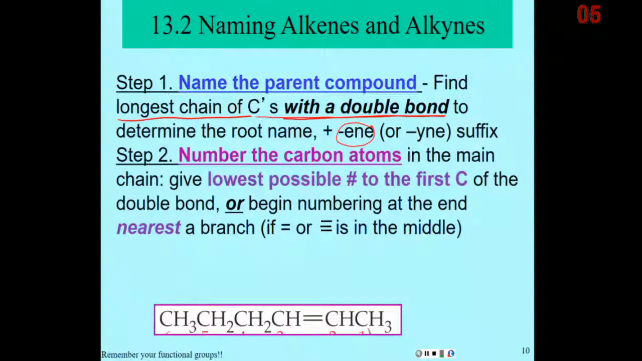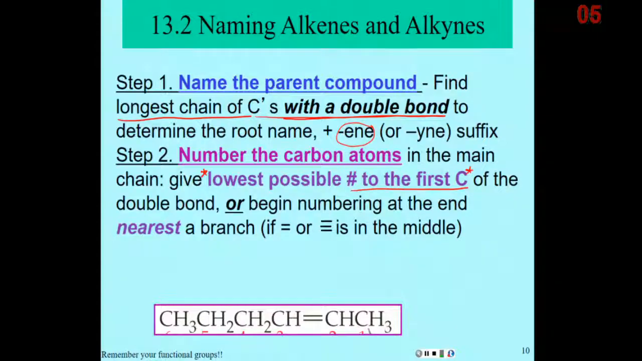Step 2, you're going to number the carbons in the main chain, that longest chain that you've just determined, and you want to do the same as things we've done before. We're going to look for the lowest possible numbers, but they're going to be specifically for the first carbon of the double bond. Or you begin numbering nearest a branch so that other things get lower numbers. Sometimes your double bond or triple bond is in the middle, and you get to choose which end is going to give you lowest overall numbers.